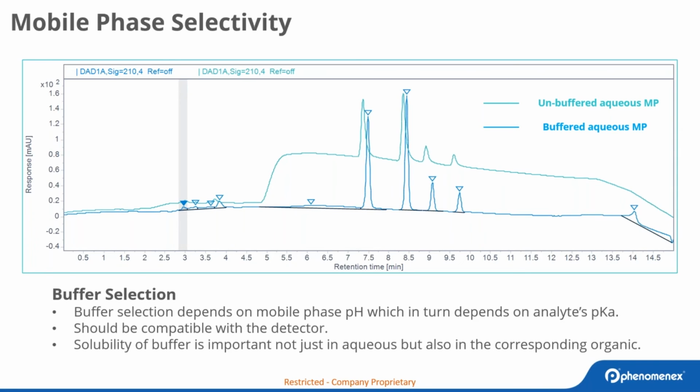And when you look at UV-vis, you need to use a buffer that has a lower UV absorbance or UV wavelength, because otherwise it could begin to interfere with the analytes of interest. And then finally, the solubility of the buffer is important, not just in the aqueous but also in the corresponding organic. If you use too high a percentage of organic, sometimes the buffer can crash out of the aqueous, and then it will start to crash out onto your column, which is not great.